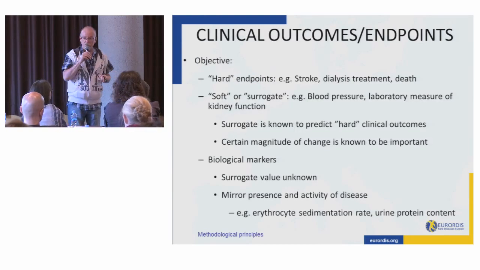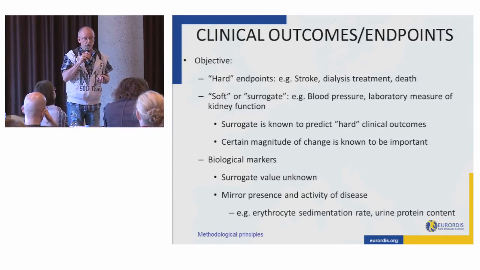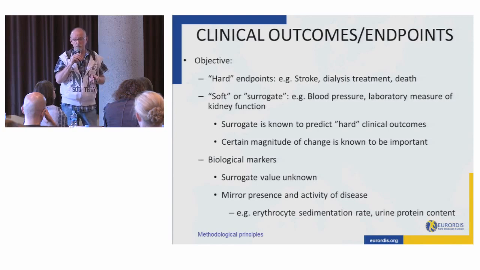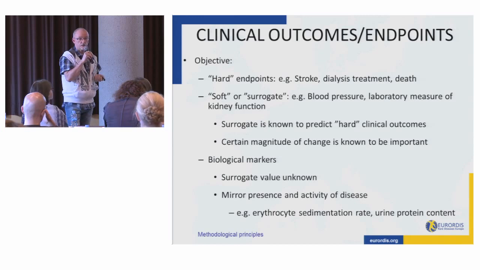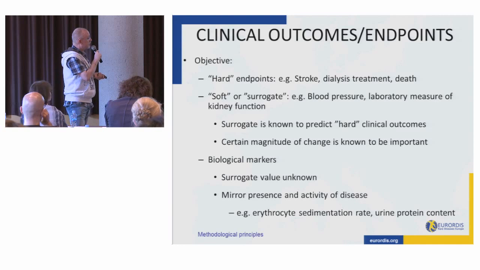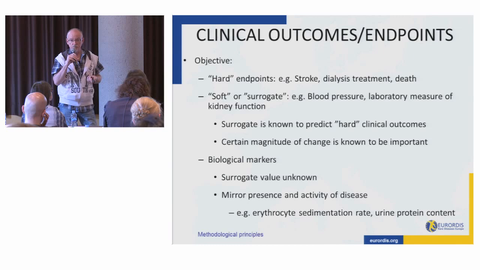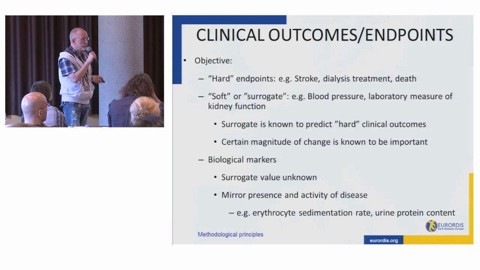We talk about hard endpoints. Well, they're hard in many ways. They're hard to show to begin with in clinical trials because they are events that aren't occurring that often. They can be stroke for a treatment of hypertension, high blood pressure. It can be reaching the status of needing dialysis treatment if you have kidney disease. So beginning dialysis treatment is considered a hard endpoint in clinical studies, or death.